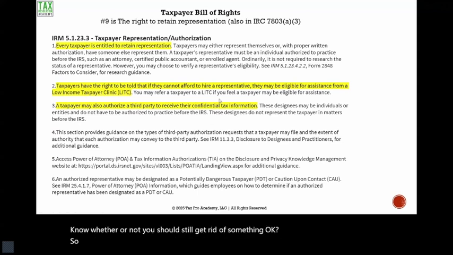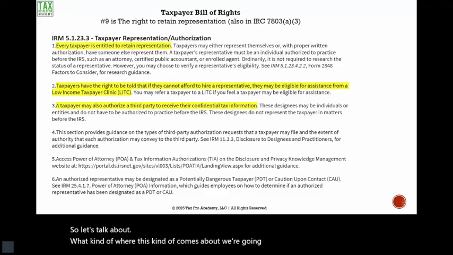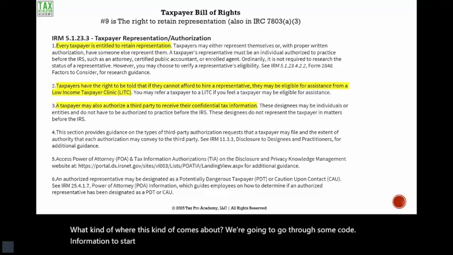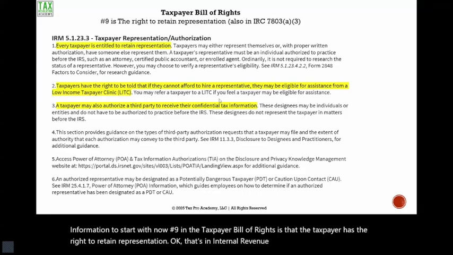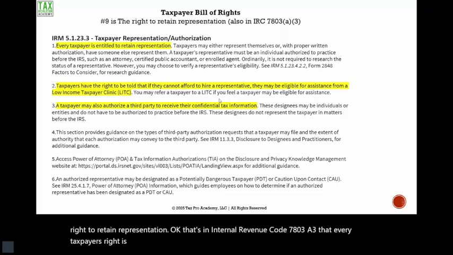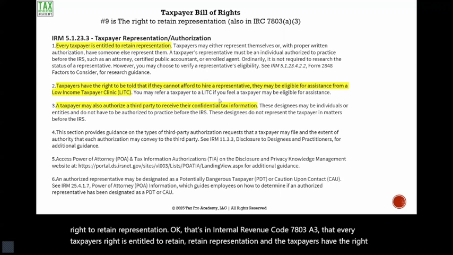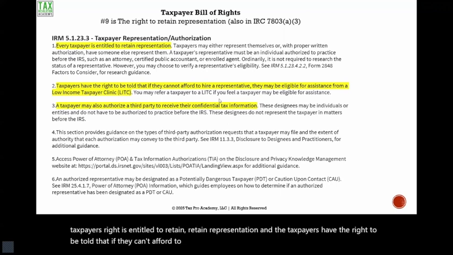So let's talk about where this kind of comes about. We're going to go through some code information to start with. Number 9 in the Taxpayer Bill of Rights is that the taxpayer has the right to retain representation. That's in Internal Revenue Code 7803(a)(3): every taxpayer is entitled to retain representation, and taxpayers have the right to be told that if they can't afford to hire one, they may be eligible for assistance from the low income taxpayer clinic.